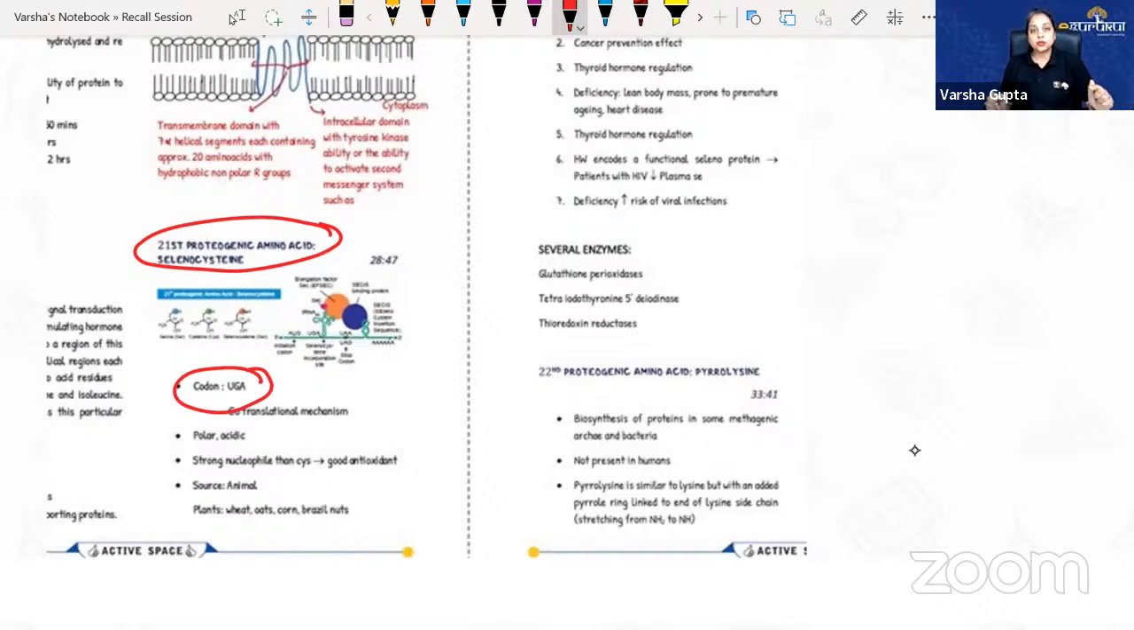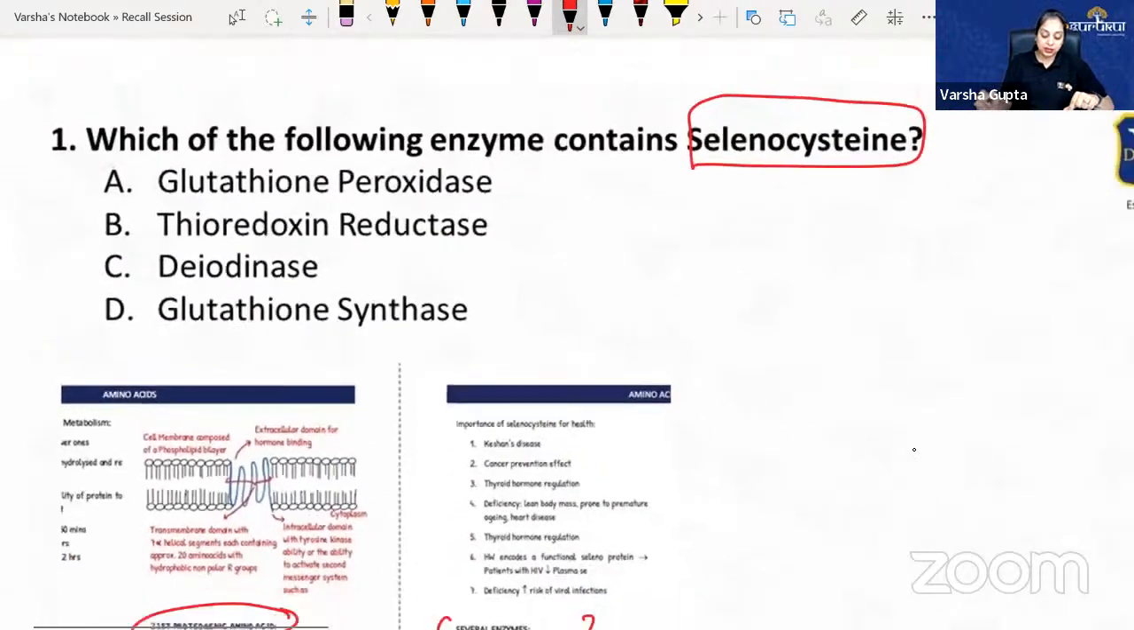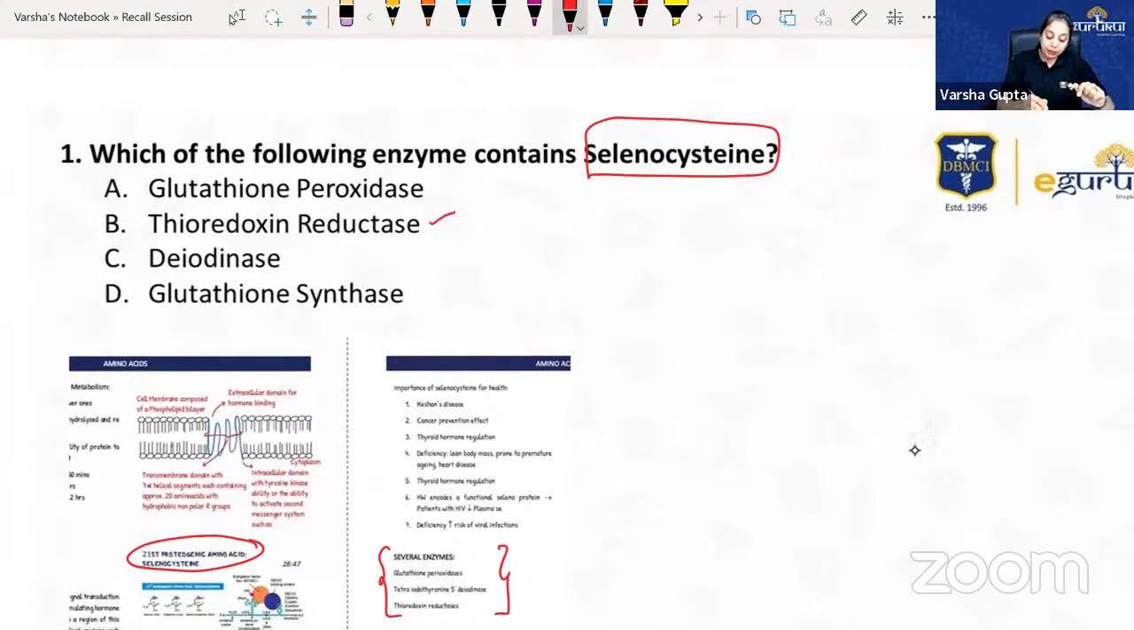In the previous exam we have done that. And this selenocysteine was formed based upon not the post-translational mechanism, but the co-translational mechanism. There are several enzymes such as glutathione peroxidase, deiodinase, and thioredoxin reductase. These are the three enzymes which contain selenocysteine, not glutathione synthase.